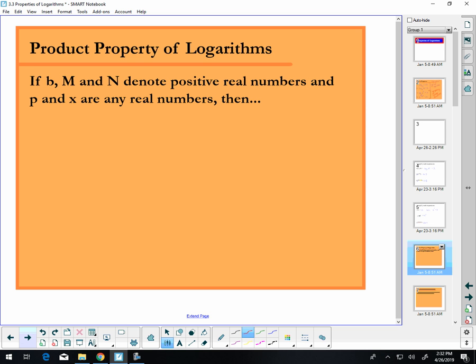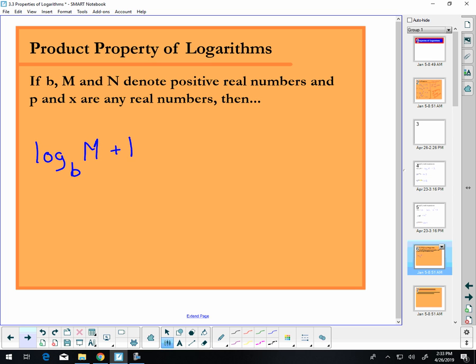We have 3 specific properties that we would work with, and they have names very similar to the properties of exponents because of the relationship between the two. So, the product property of logarithms. We're going to have some variables in here. We need b, m, and n to be positive real numbers, so no negatives and not 0. And then p and x within this context are going to be any real numbers, positive, negative, big, small, anything flies there.